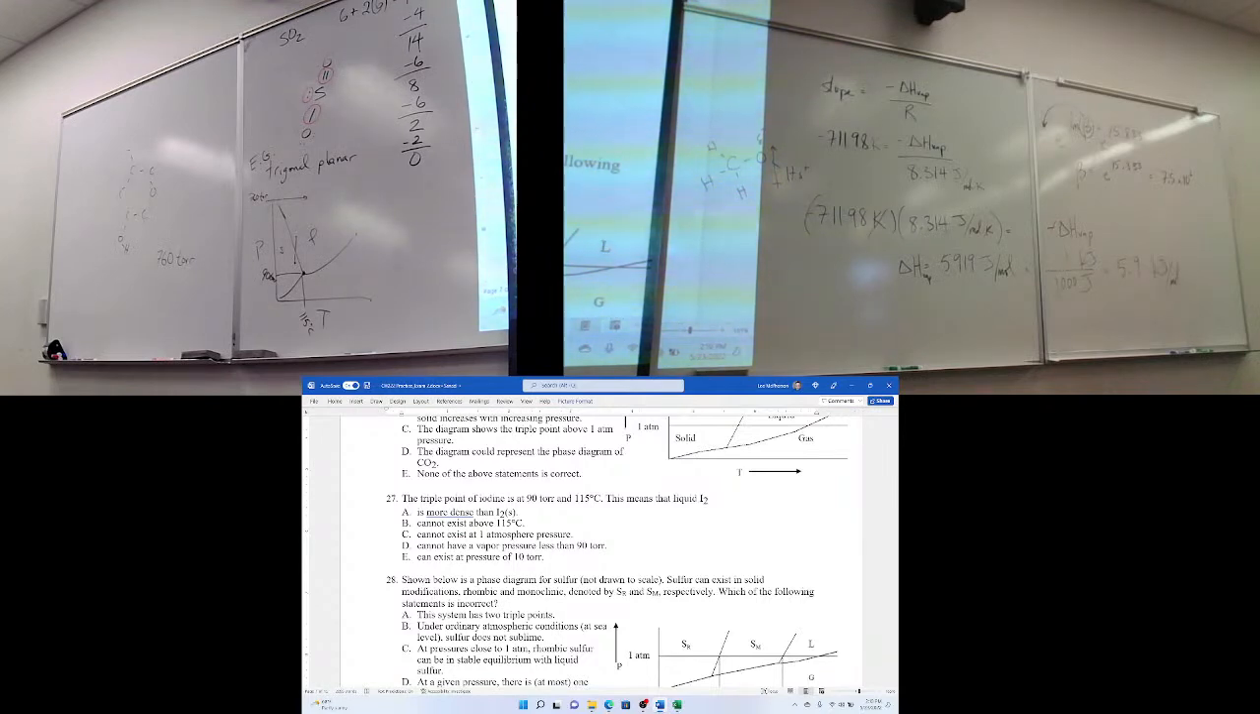Question: is it because that's where they all exist, and there are no other phases? At 90 torr, I mean, below 90 torr there is no liquid at all. Liquid doesn't exist. It exists as either a solid or a gas. So it just can't be.